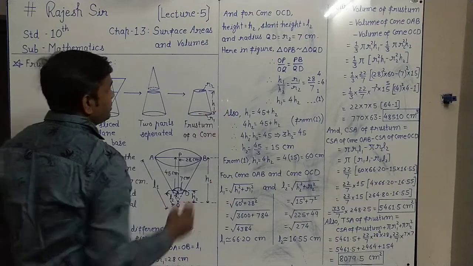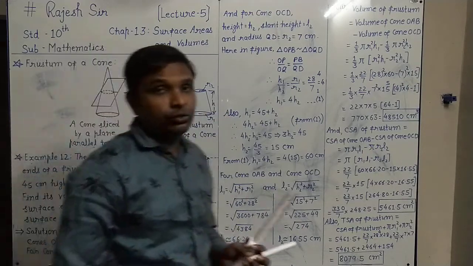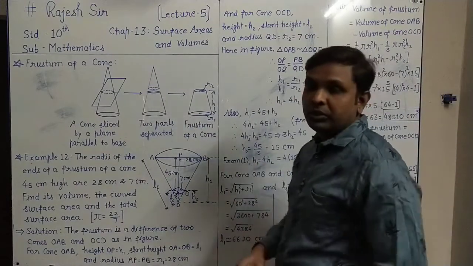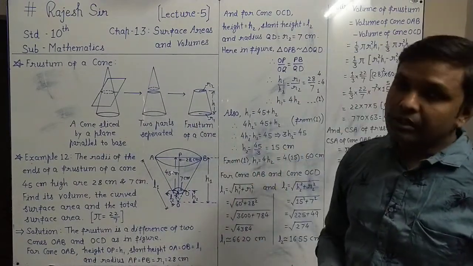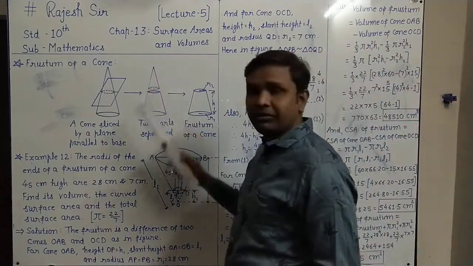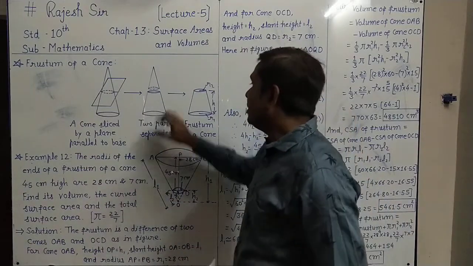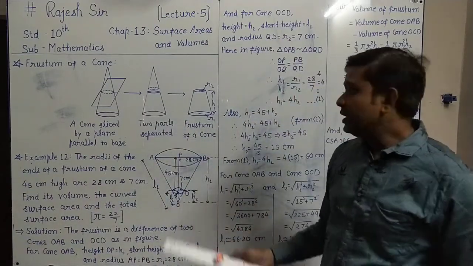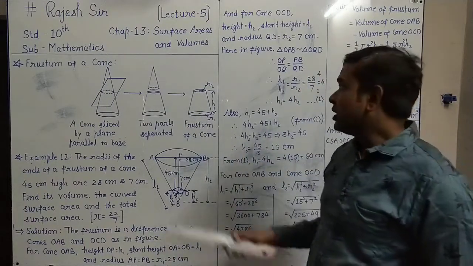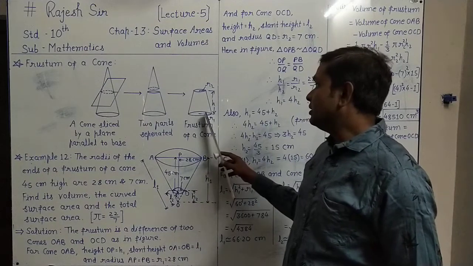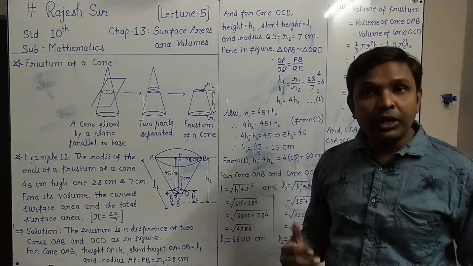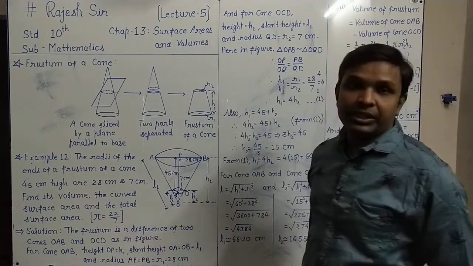So what is a frustum that we understood first? It is a part of a cone. If you do a horizontal cut in a right circular cone, there will be two parts. One part will be the cone itself but of smaller size, and the remaining part is called a frustum of a cone. In a frustum of a cone, the top and bottom are both circles. For the bigger circle, we will take the radius as R1, for the smaller circle the radius as R2, and the height as small h.